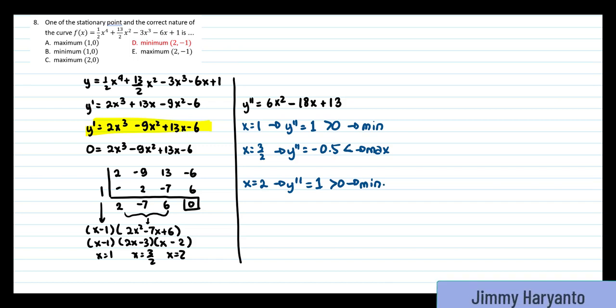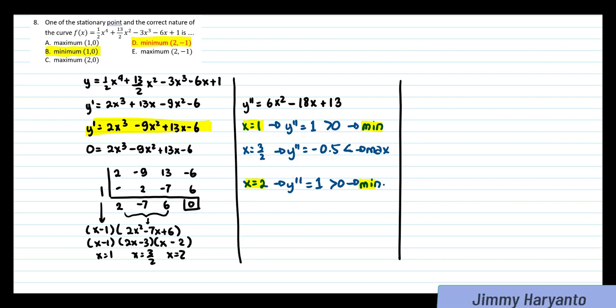Okay, so we already have this measure. We only have to choose the correct options, maybe without finding the value of y. So we have x equals 1 and minimum. That means b might be correct, and x equals 2 and minimum. x equals 2 minimum, that means b or d. That also means we have to find the value of y.